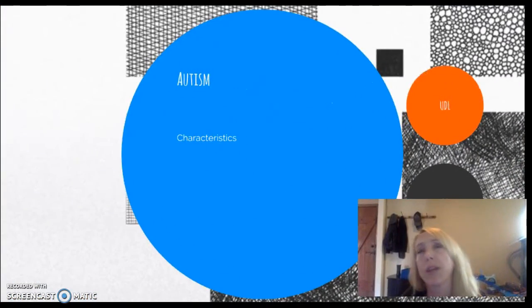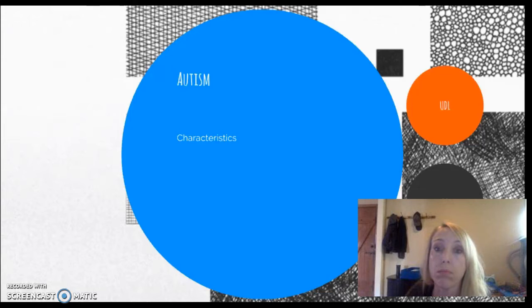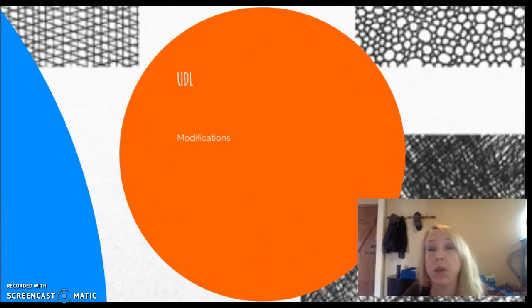Autism. Some characteristics are low social skills. They could be nonverbal. They could have repetitive behaviors. They could be aggressive. They could have sensory issues. Some UDL would be applying modifications. Modifications could be different strategies used within the universal design, like self-directing.